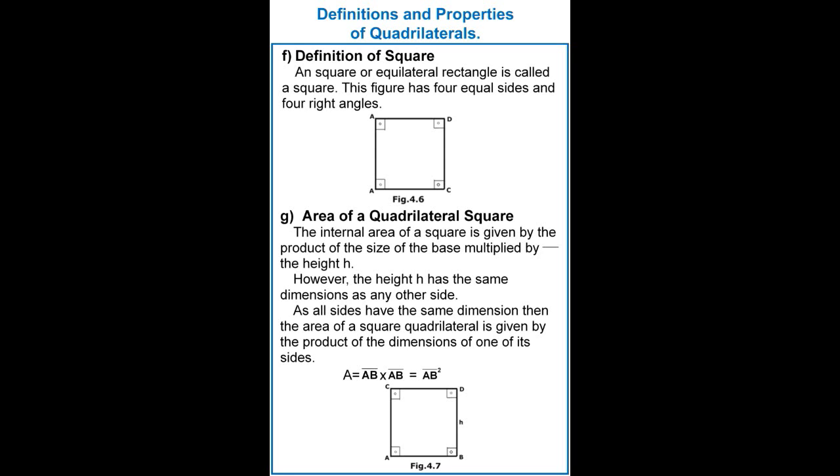The area is given by the product of the dimension of the base AB by the dimension of the height AH, which has the dimension of the side BD. Since the dimensions of the four sides are equal, then the dimension value of the BD side can be replaced by the dimension of the side AB that has the same value. Thus, the value of the area of a square quadrilateral is equal to the value of the dimension of one of the sides, in this case the side AB, raised to the exponent 2, as shown in the formula.